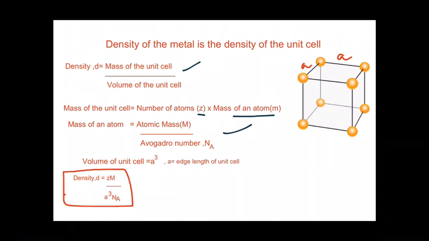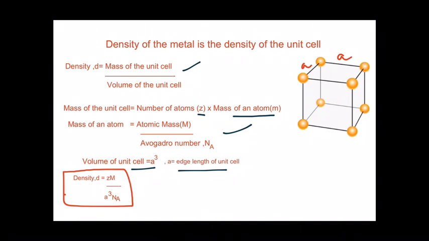Now come to the volume of the unit cell and the mass of the atom. Because we want to find out the density of the unit cell, which will result in finding out the density of the solid, because density of the solid is equal to the density of the unit cell. So we have the volume of the unit cell as a cube. Let the edge length be a of this unit cell. You know how to calculate the mass of an atom. We have marked Z as the number of atoms.